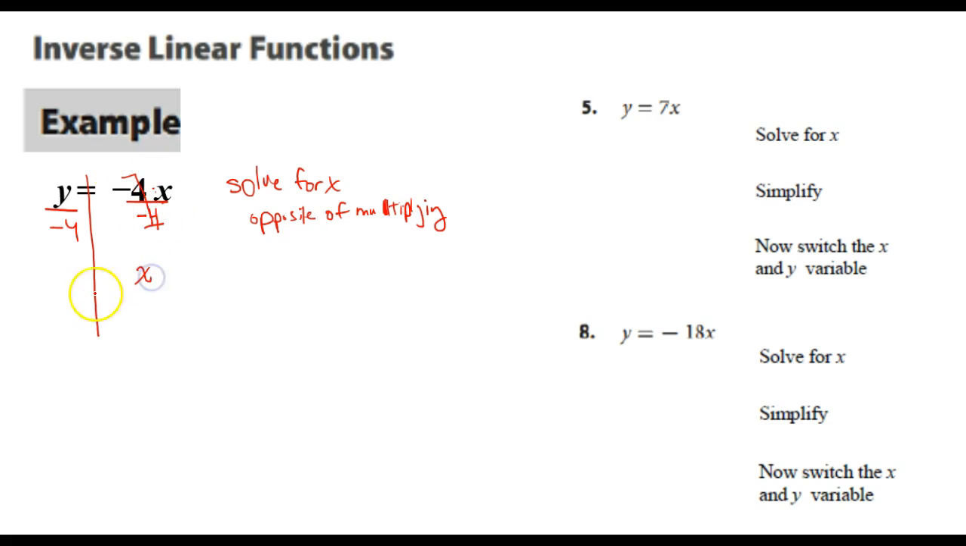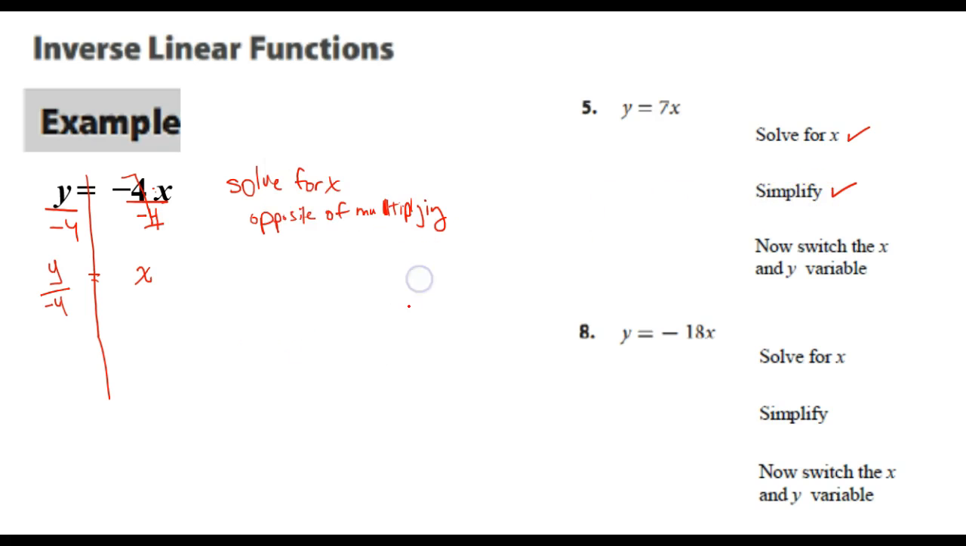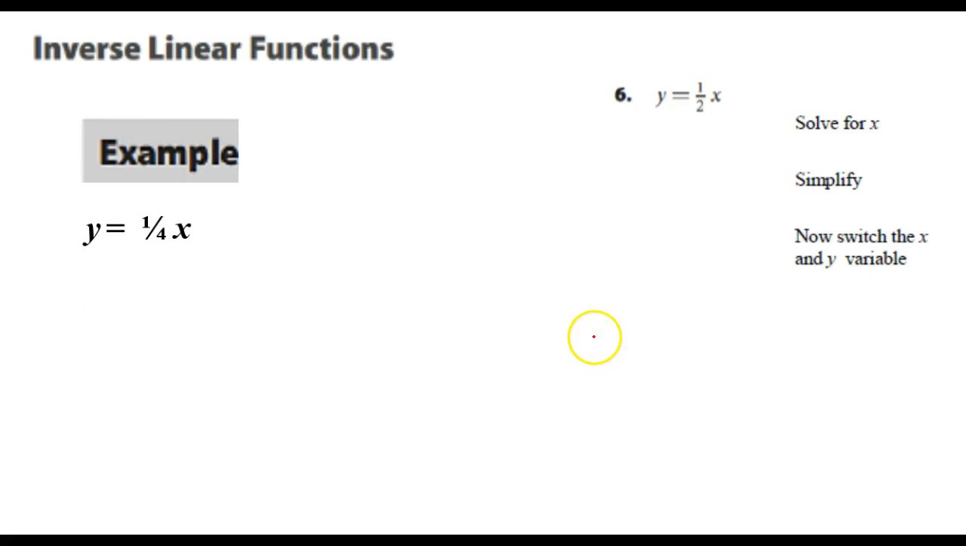So now I have 1x. If you want to write that 1 there, you can, but you don't really need to. It's 1x. Alright, so now that we've gotten this far, we have solved for x, we have simplified. Now what we're going to do is switch the variable. So instead of x being on this side and y being on that side, we're going to switch places here. So that's x over -4, x divided by -4 I should say, equals y. And that would be the inverse of our original equation. Go ahead and use that example to try this out for 5 and 8.